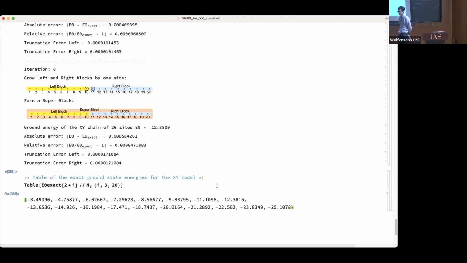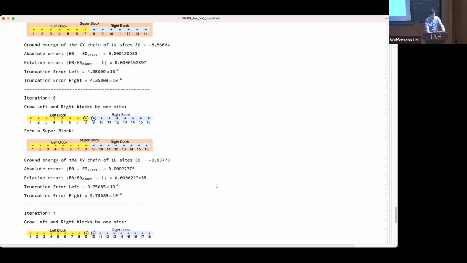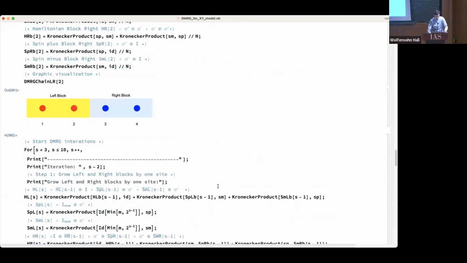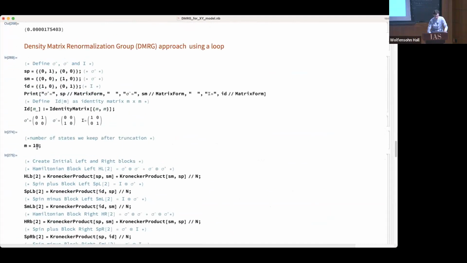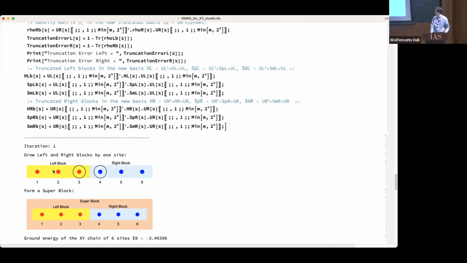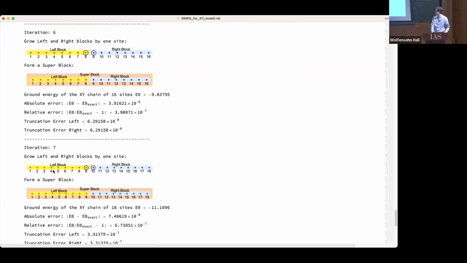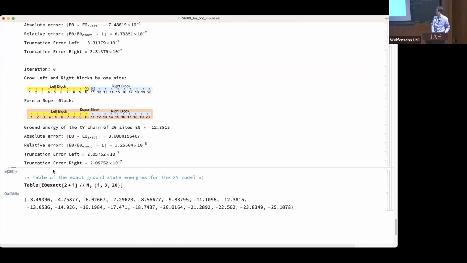Also, the error, 10 to the minus 9, depends on m, right? So I chose here m equals 10. If I want a higher accuracy, I can choose, I don't know, 16, and then run it again. It will be slightly slower, but you see the error becomes smaller. So if you want a higher accuracy, you need to increase m, but still you can go to spin chains of very large size.